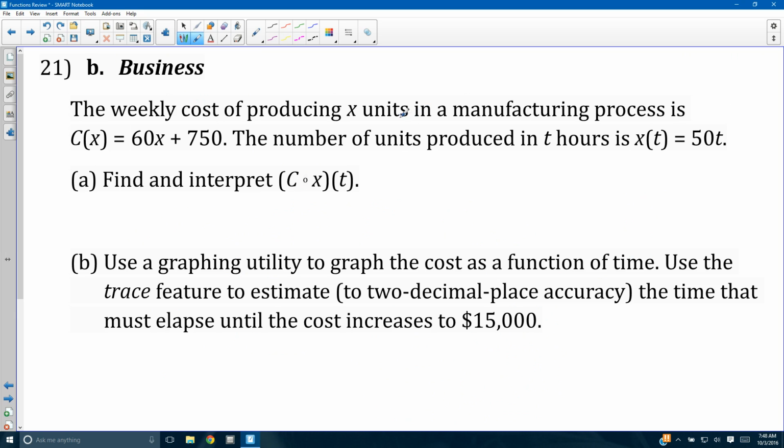21b. The weekly cost of producing x units in a manufacturing process is C of x equals 60x plus 750. The number of units produced in t hours is x of t equals 50t. Find and interpret C of x of t. Okay, I assume the cost is in dollars right here. If I produce a certain number of units, I'm spending $60 for every unit that I make, plus an upfront cost for that week, which is going to be $750 for whatever reason. Maybe the employees that you pay or the machinery, whatever it is, but 60 per unit.